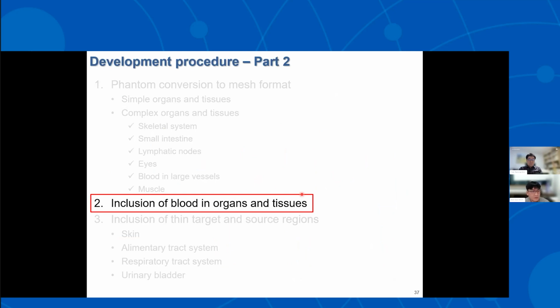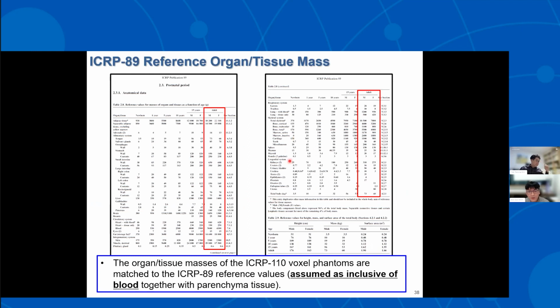Okay, now let's move on to part 2, the inclusion of the blood content. The organ mass of the ICRP reference voxel phantoms are matched to the ICRP 89 reference values, which are summarized in table 2.8 in ICRP publication 89. When constructing the ICRP reference voxel phantom, it was generally interpreted that these reference values were assumed as inclusive of blood together with the tissue parenchyma.